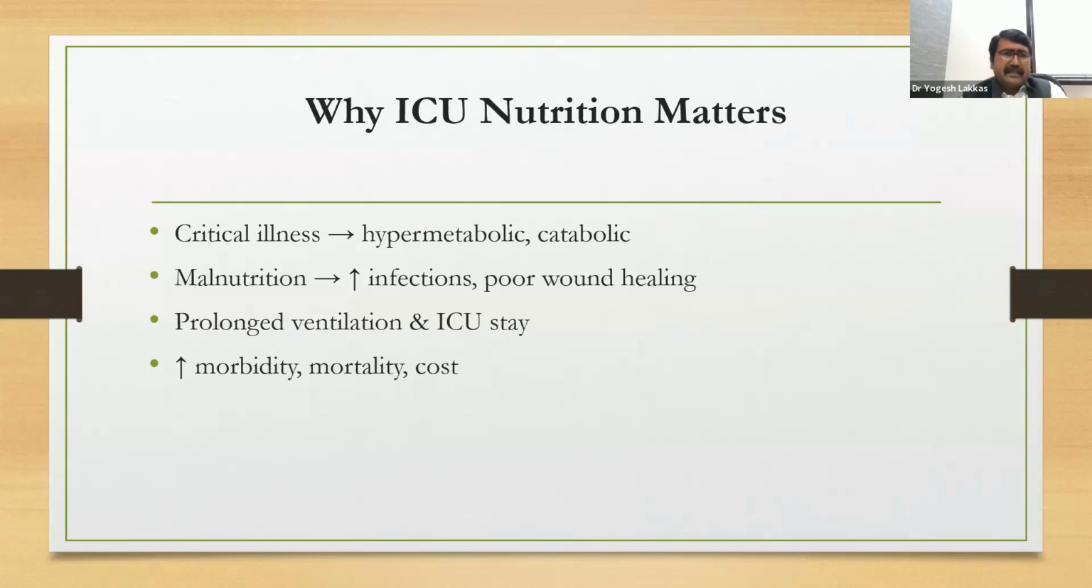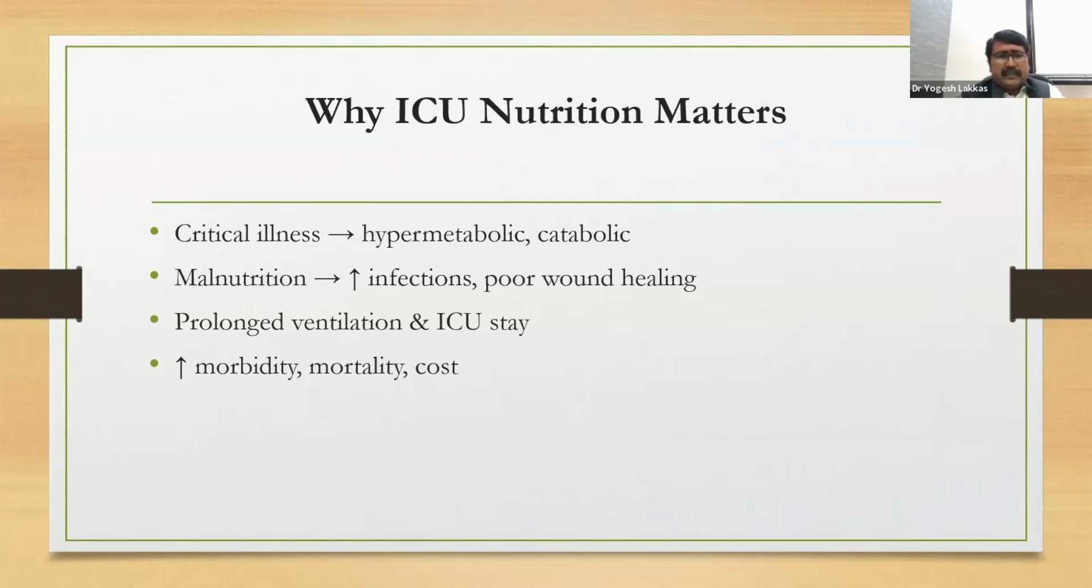Why ICU nutrition matters? Critical illness per se is a hypermetabolic or catabolic state. That's why the energy requirement and protein requirement may be variable in each patient. So you have to formulate differently for each patient. Malnutrition increases chances of infection, and wound healing can be poor. That's why meticulously you have to plan nutrition for your patient.